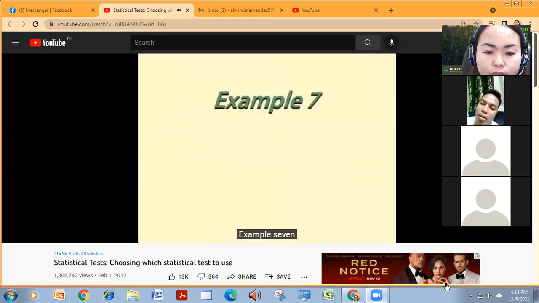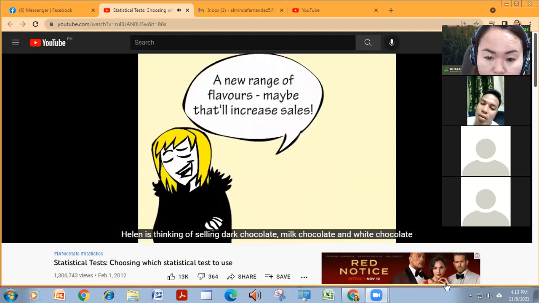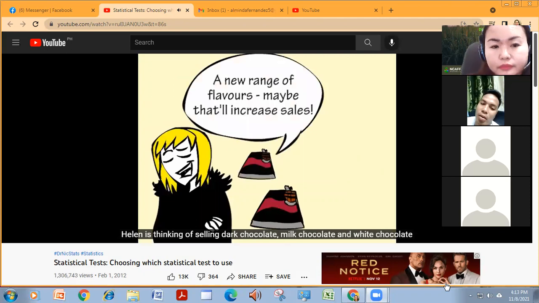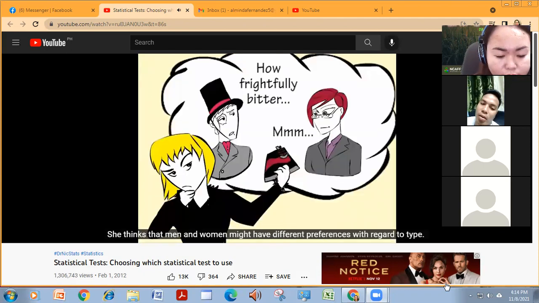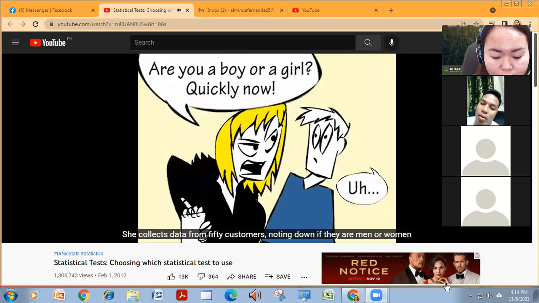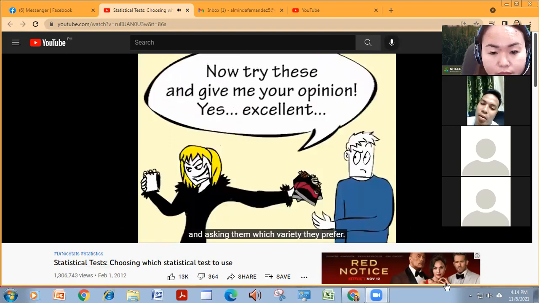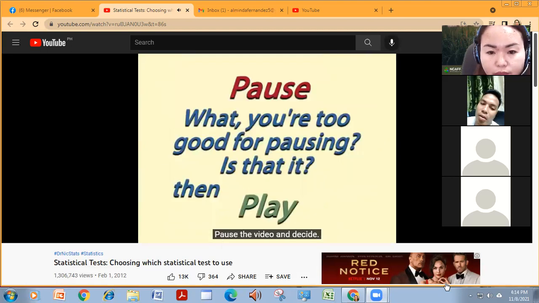Example 7. Men and women and chocolate preference. Helen is thinking of selling dark chocolate, milk chocolate and white chocolate choconates. She thinks that men and women might have different preferences with regard to type. She collects data from 50 customers, noting down if they are men or women, and asking them which variety they prefer. Pause the video and decide.